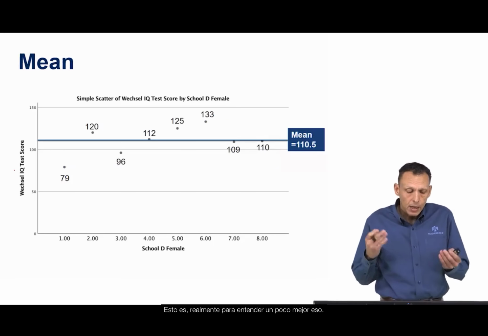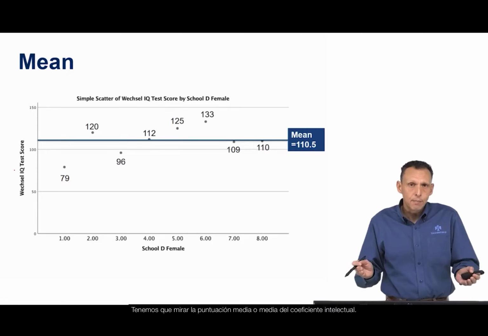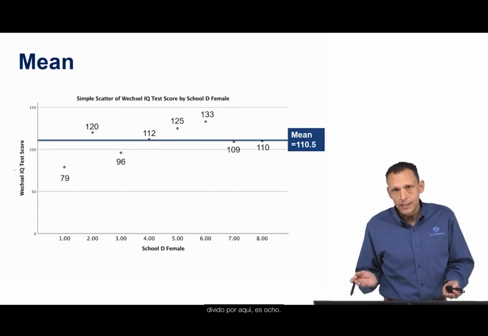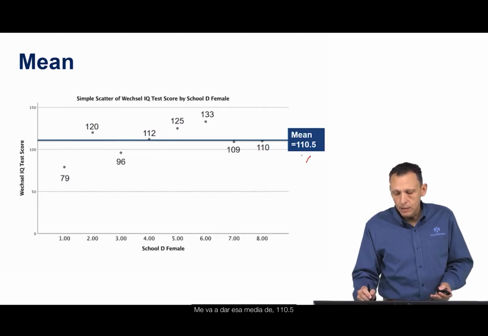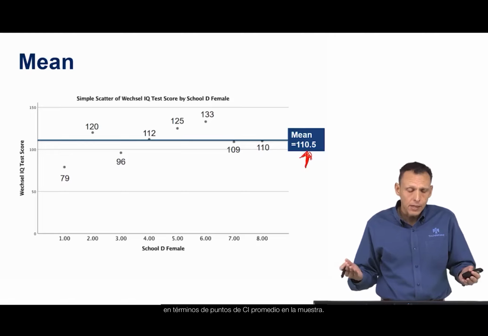To get a little bit better understanding of that, we need to look at the mean, or the average IQ score. So if I added up all the IQ scores and divided them by, here it's 8, it's going to give me that mean of 110.5 in terms of average IQ points in the sample.